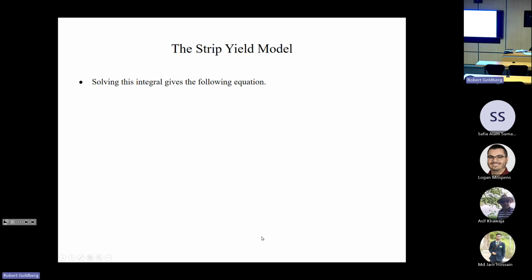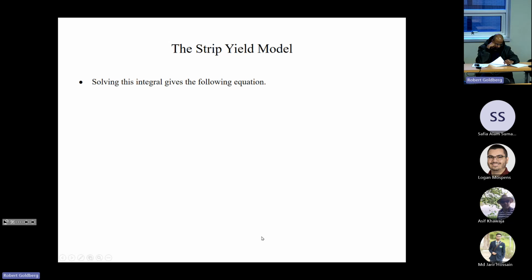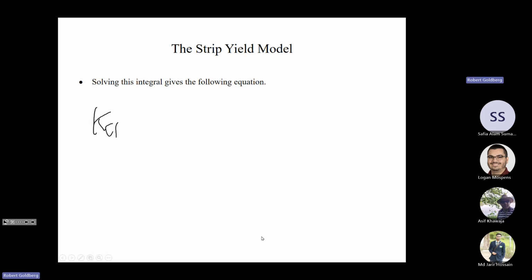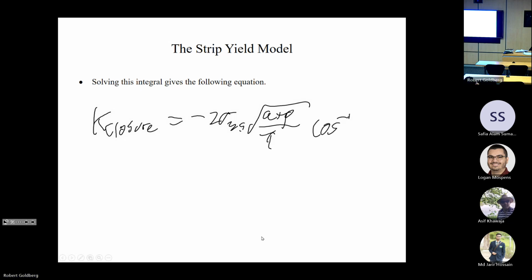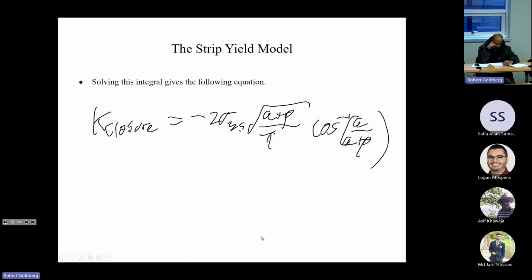Now we solve the integral, and we get that our stress intensity factor for our closure stress is equal to negative 2 times the yield stress times the square root of (a plus rho) over pi, times the inverse cosine of a over (a plus rho). So this is our stress intensity factor for where the only stresses we have are those closure stresses at the crack tips.